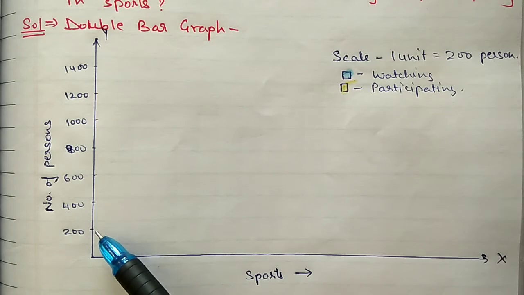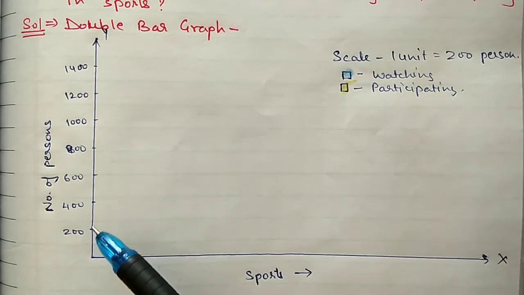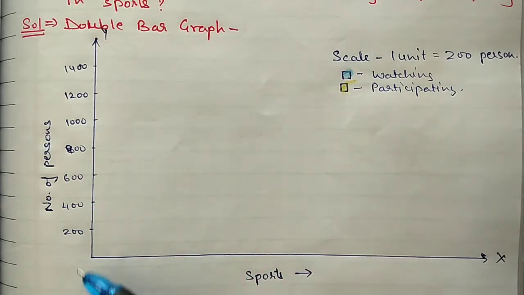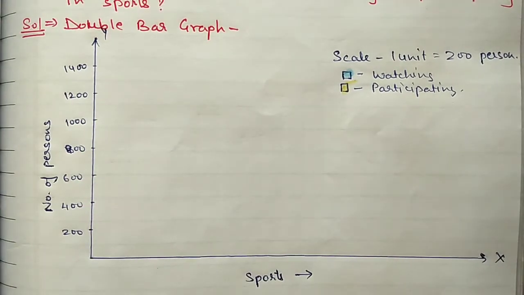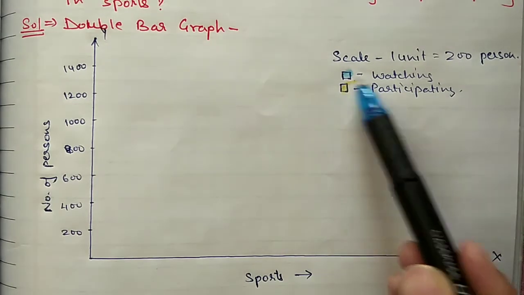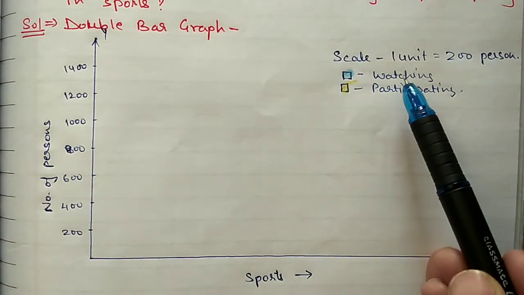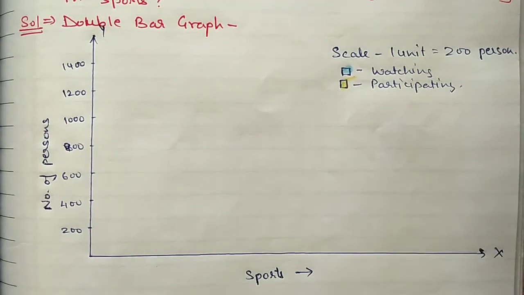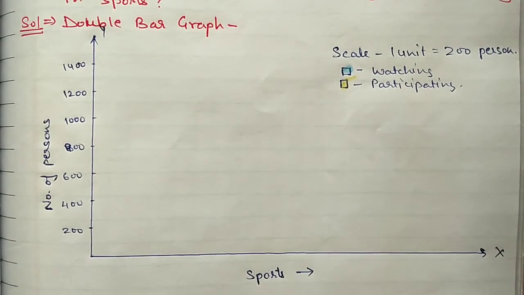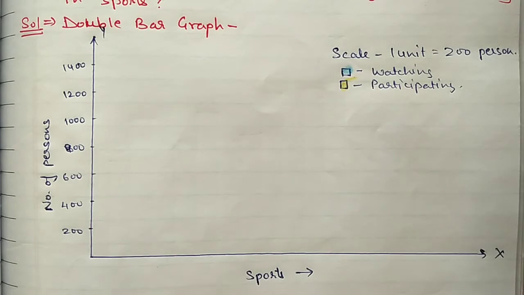You can take 1 centimeter equal to 50 also or 100 also. If you are taking 100, then it will take more space, and 50 means it will take more than that space. So it depends on the space, how much space you have, you can take the scale here. With the blue color, the watching we are representing, and with yellow color, participating persons we are representing. So first for cricket we will represent, here also divide it equally.